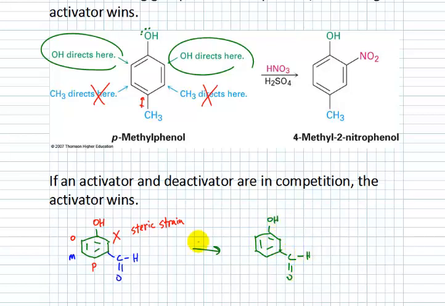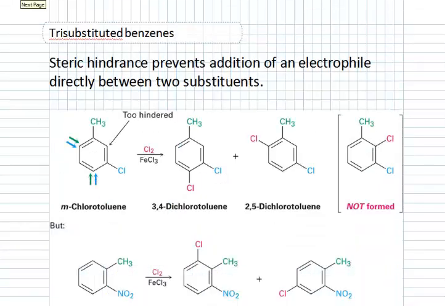Again, let's say we're doing Br2. We'll add ortho to the hydroxyl, or we'll add para to the hydroxyl group. One more consideration, just like we mentioned before: steric hindrance or steric strain prevents addition of an electrophile directly between two substituents. So if I have meta-chlorotoluene, we'll be directing ortho and para to both of those, which is just next to both of those, not to the position in between them.